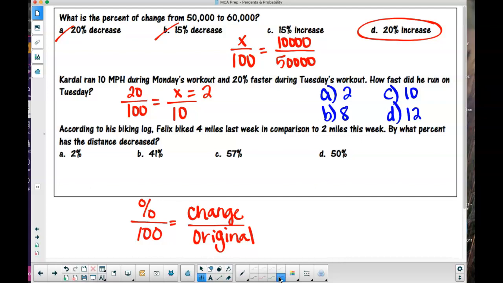Okay, and here's why you'll choose 8. Because you got 2 right here. Right? And you're like, oh, 2, I see it on the list, I'll just pick that one. It's got to be it. 2 is not the right answer. Why not? Easy. Because you have to add the 10 miles per hour. Because we don't want to know how much faster he ran. We want to know how fast he ran on Tuesday. And so he ran faster on Tuesday than he did on Monday. This is the change. So you have to do 10 plus 2, which is 12. So if it was multiple choice, you'd have to choose 12.